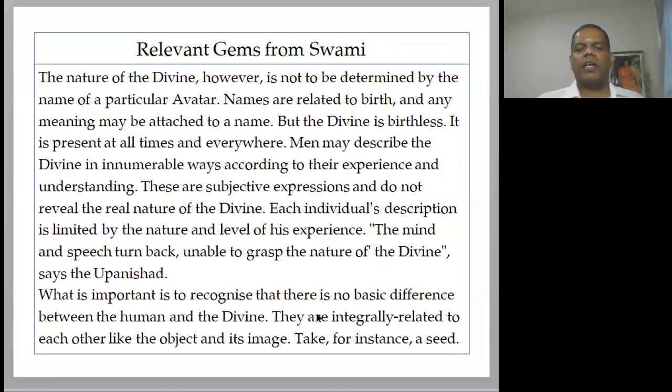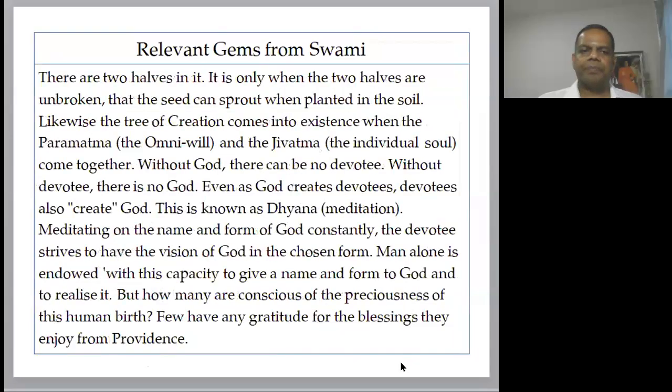What is important is to recognize that there is no basic difference between the human and the divine. They are integrally related to each other like the object and its image. Take, for instance, a seed. There are two halves in it. It's only when the two halves are unbroken that the seed can sprout when planted in the soil. Likewise, the tree of creation comes into existence when the Paramatma, the omni-will, and the Jivatma, the individual soul, come together.